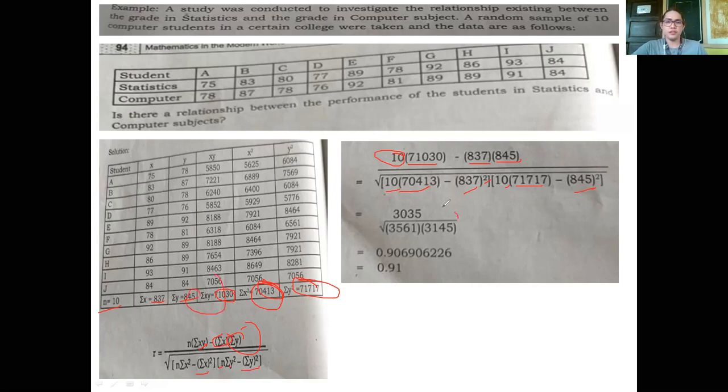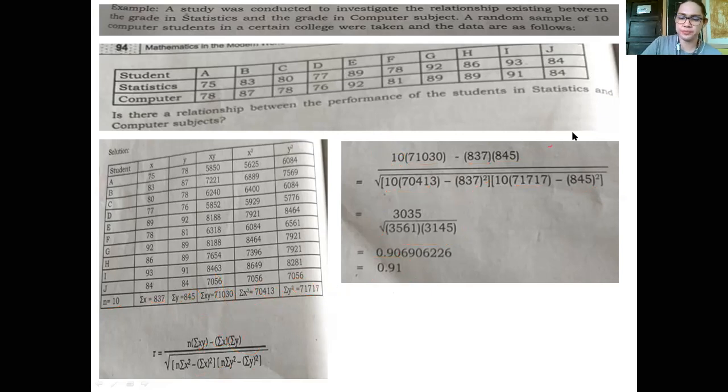Then you have it 3,035 over square root of 3,561 times 3,145. So you multiply the denominator and get its square root. Then what will be the result? 3035 will be divided by the result. So our answer is 0.91. This is your R. So what is the implication of that?